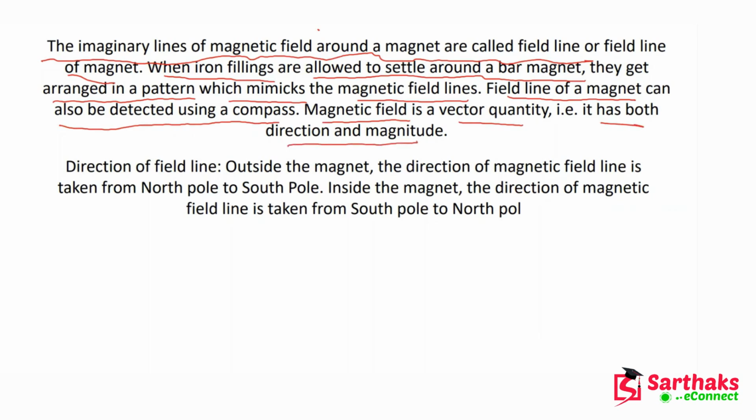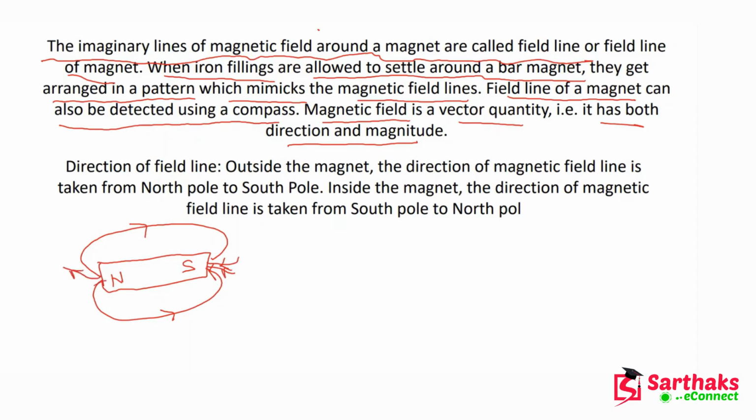Okay, so basically this is what this paragraph is saying. Let's suppose this is a magnet. This is the north of your magnet, this is the south of your magnet. If you spread the iron filings, they settle around the bar magnet and get arranged in a pattern. This pattern mimics the magnetic field lines. It goes from north to south outside the magnet, but inside the magnet it is from south to north.